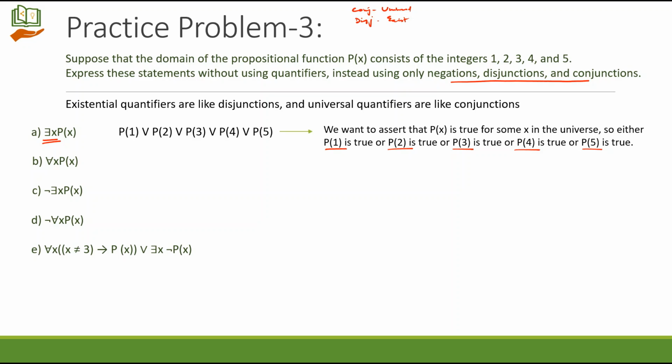So we can represent it using P of 1 disjunction, P of 2 disjunction, P of 3 disjunction, P of 4 disjunction, P of 5. What about for all x? Instead of disjunction operation, you have to use conjunction, because universal quantifier is associated with conjunction. Just change all the operations to conjunction. This is B's representation in terms of conjunction.